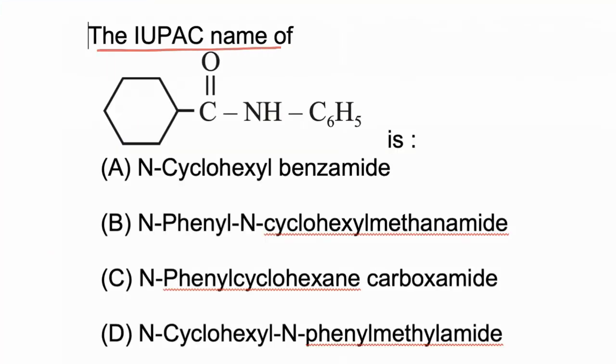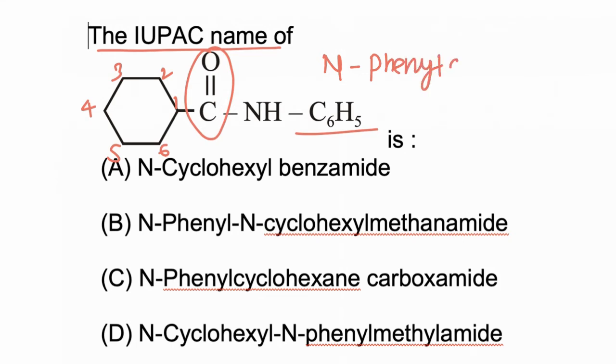The IUPAC name of the compound. So in this compound, the principal part is that part from which the carbonyl or principal functional group is attached. So the 1, 2, 3, 4, 5, 6 membered ring is the principal chain. Now the phenyl group is attached to nitrogen. So the name of the compound is N-phenyl cyclohexane, since 6 carbon atoms are present in the ring.